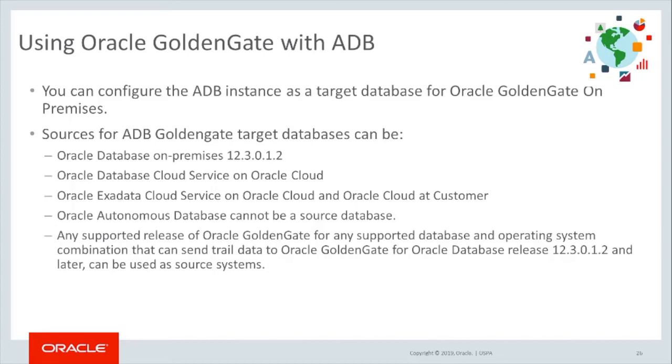The source for replicating to Autonomous Databases can be Oracle GoldenGate on-premises release 12.3.0.1.2 and later. Those are certified with Oracle Autonomous Database for remote delivery using the non-integrated replicates only. However, any supported release of Oracle GoldenGate for any supported database and operating system combination that can send trail data to Oracle GoldenGate for Oracle Database Release 12.3.0.1.2 and later can be used as a source system. Oracle Autonomous Database cannot be a source database, it can only ingest data. In other words, be a target database.